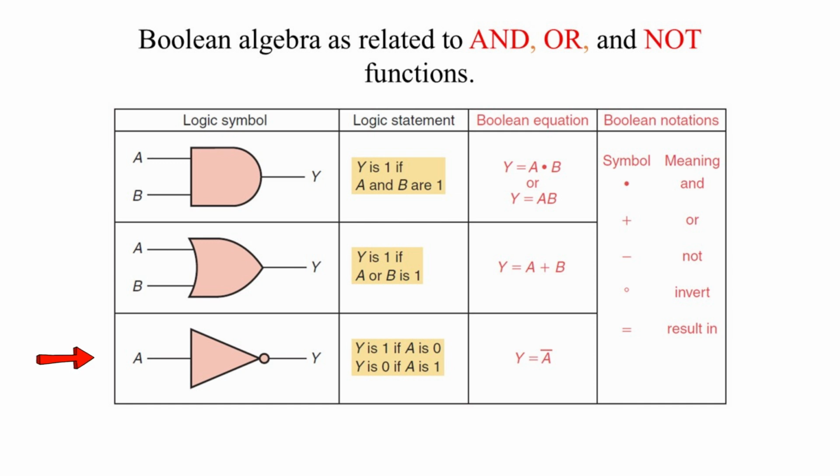Finally, we have the NOT operation, also called inversion. This one only has a single input. The output Y is simply the opposite of A. If A is 0, Y is 1. If A is 1, Y is 0. In Boolean algebra, we write this as Y equals A, with a bar over the output variable. In PLCs, this corresponds to a normally closed contact. When the input is off, the rung is on, and vice versa.